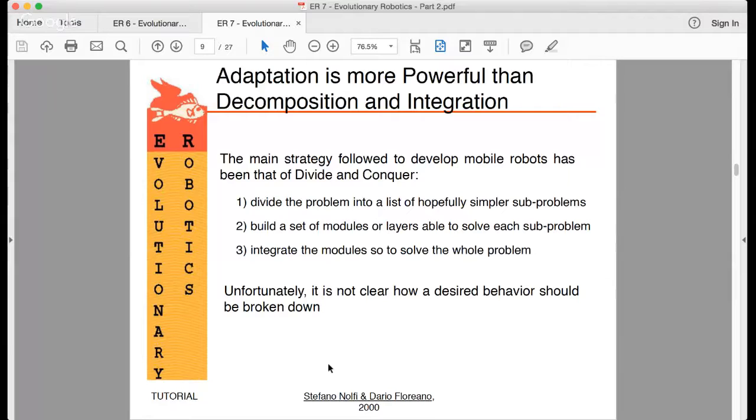I can see it can be more successful because when you're dealing with robots in general, it is different than dealing with any algorithmic problem that we usually use divide and conquer to solve. But in general, this new method leaves the decision of how to break the desired behavior down into simple behaviors to the designer, and it is not clear how a desired behavior should be broken down or split into simpler behaviors or simpler subproblems.